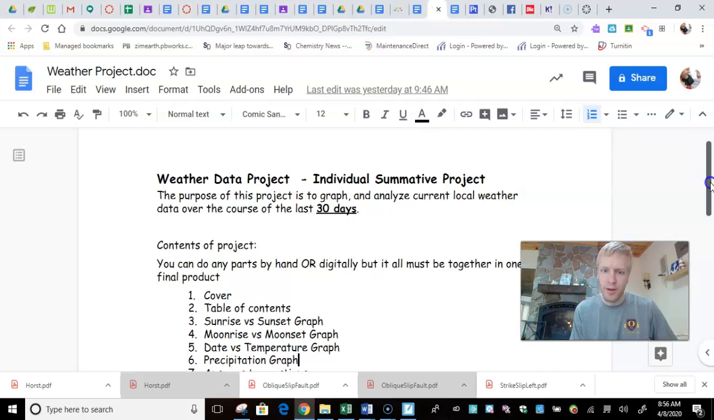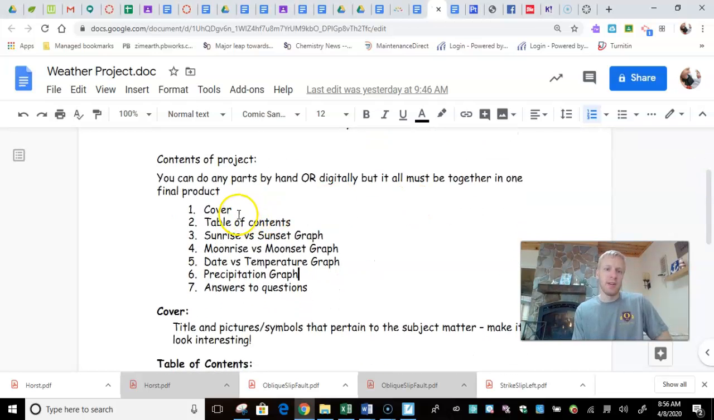Alright, so what are the requirements? You're going to need a cover page that has your name on it and the period or block in which you are in. You need a table of contents. So the table of contents would most likely have sunrise, sunset, moonrise, moonset, temperature, basically each page. And if you can number them, that'd be great. And you can connect them, make a nice little, cute little table of contents.